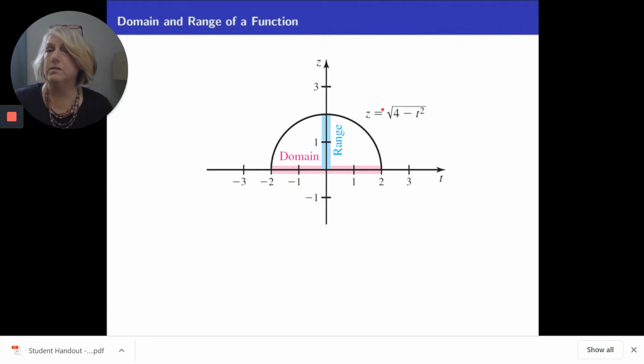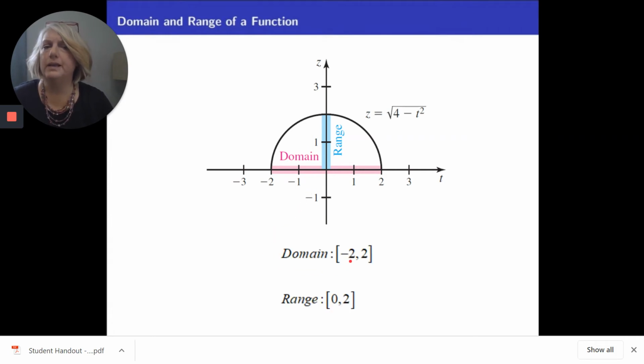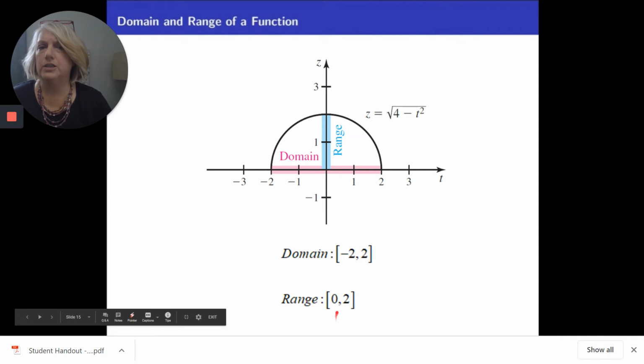This is a positive square root, which means it's only the top half. If it had a negative square root, it would be the bottom half of a circle. So just kind of reminding you of notations for circles. And again, looking at our domain and range, fairly simple. Our domain, negative 2 to 2. Our range is 0 to 2, taking a look at this picture.